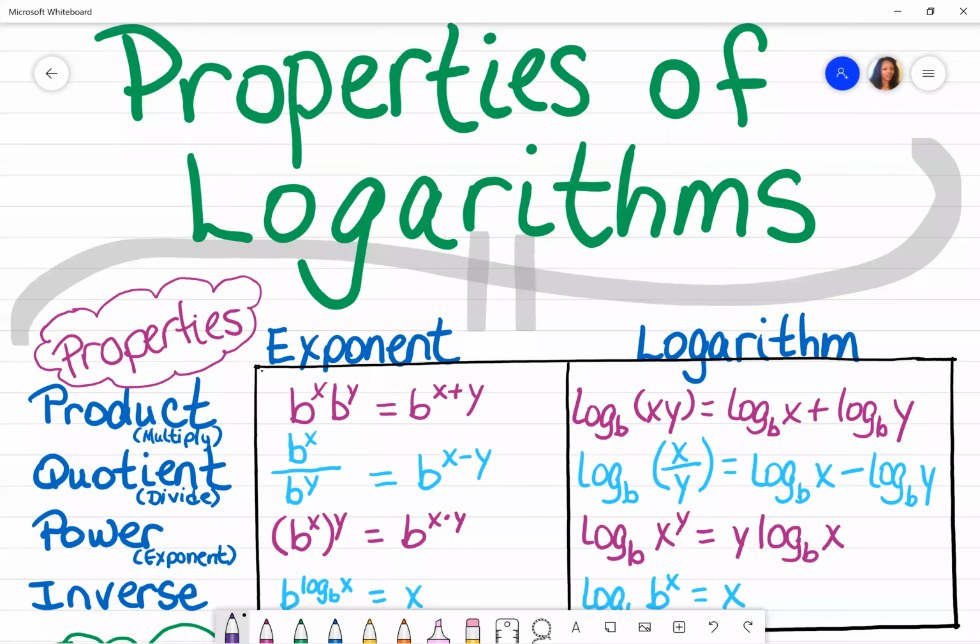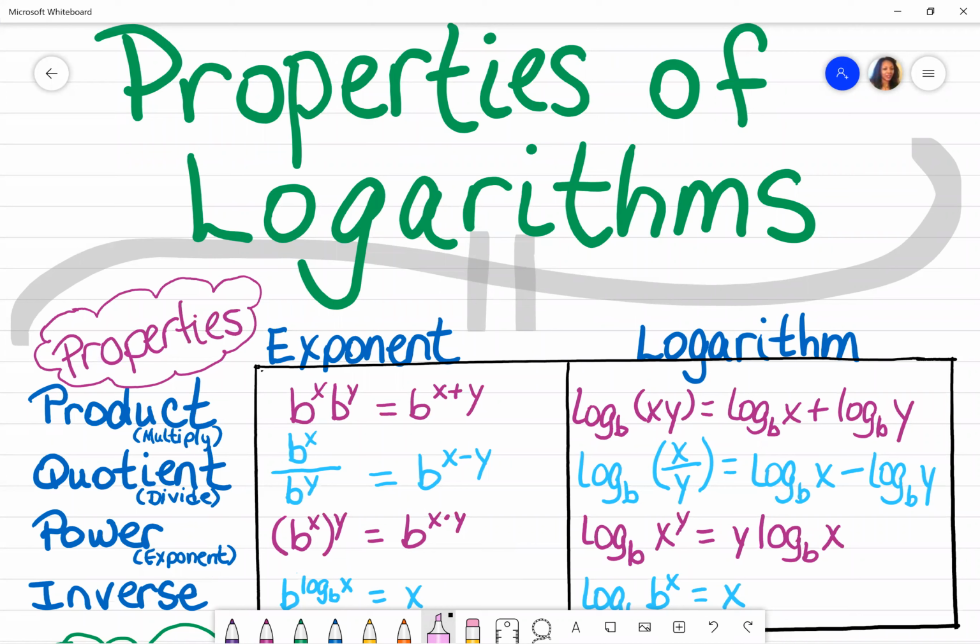So as promised, we're going to talk about properties of logarithms. My previous video was the intro to logs or logarithms. This time you would need to know the properties as it pertains to the product, quotient, power, and inverse properties, which apply to both the exponents and the logarithms. We're going to focus mostly on the logarithms today.